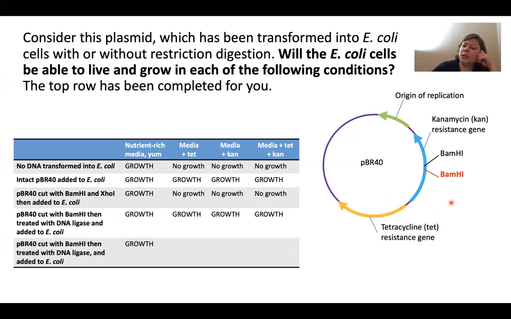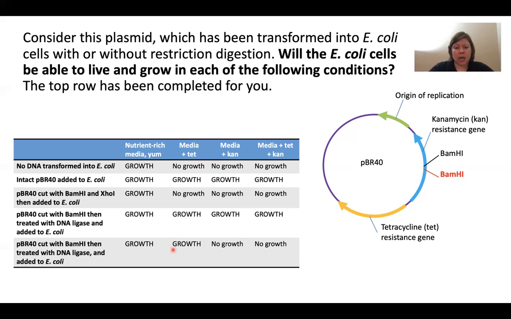What if the plasmid looked like this, and rather than a BamHI site and an XhoI site, we had two BamHI cut sites in the kanamycin gene? Now I'm asking you, if we treated PBR40 with the BamHI restriction enzyme, then ligated it back together and added it to E. coli, would we see growth? Well, in the presence of nutrient-rich media, absolutely we'd see growth. But once we start adding in antibiotics, the story changes.